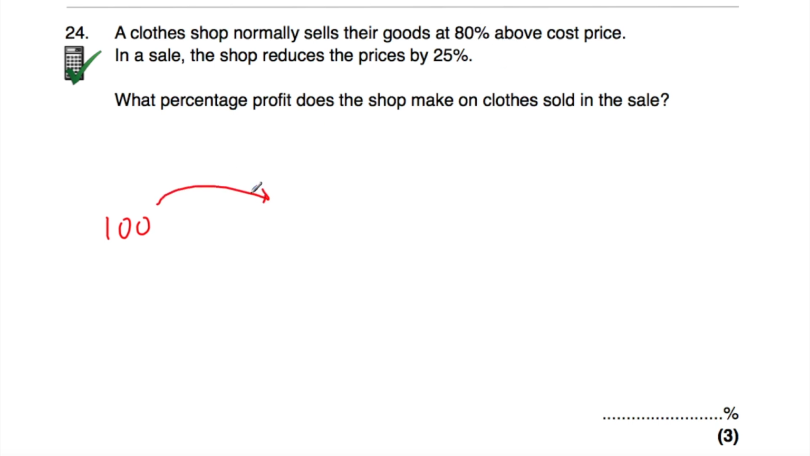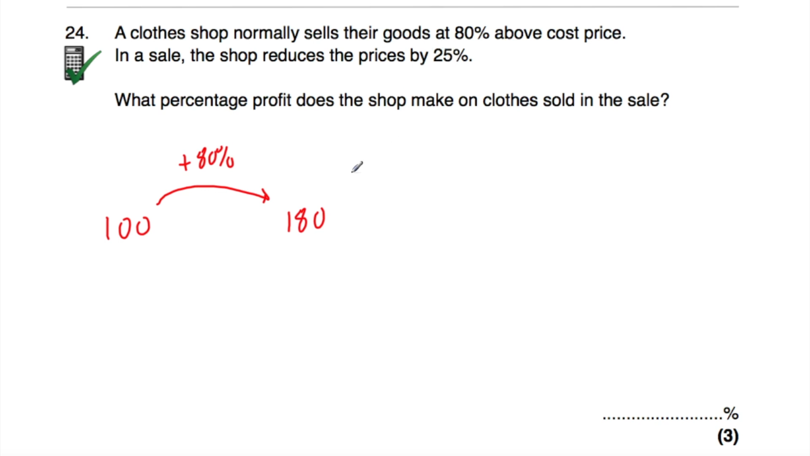So if it goes up by 80%, what would we get? Well, divide by 100 to get 1%, that's 1, times by 80, that's equal to 80. Add it on would be £180. So if something cost the shop £100 to begin with, they would normally sell it for £180 because that's 80% more. Then in the sale, they reduce the prices by 25%.